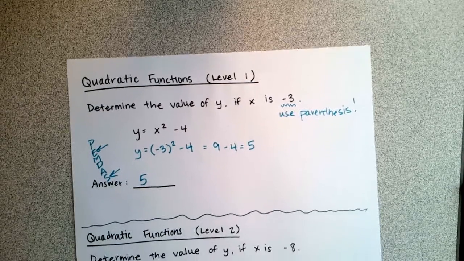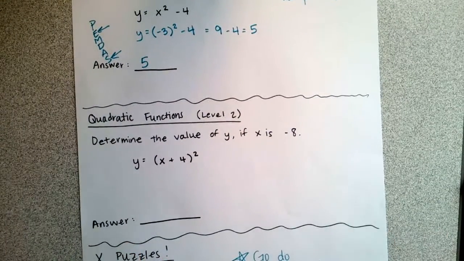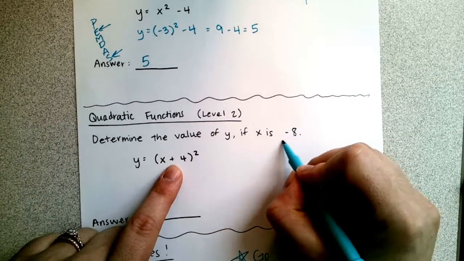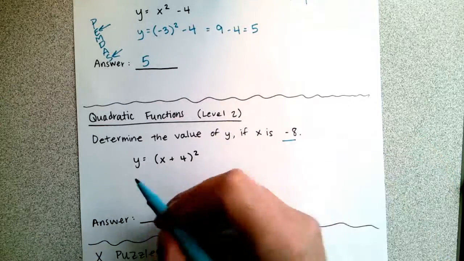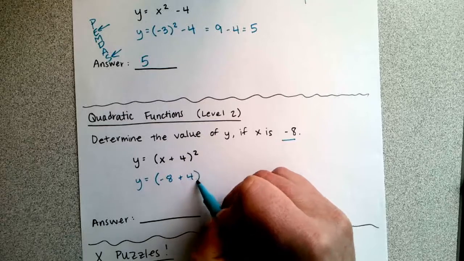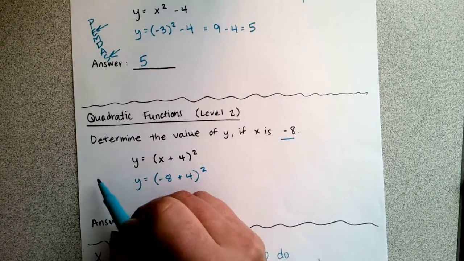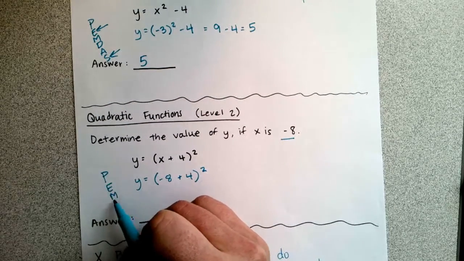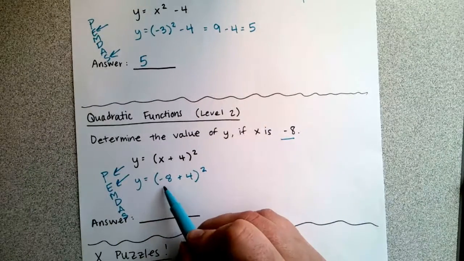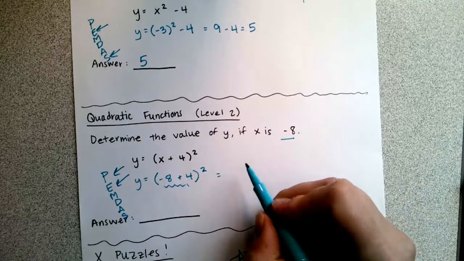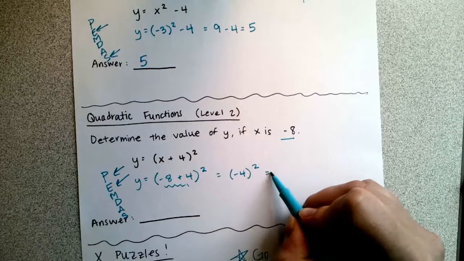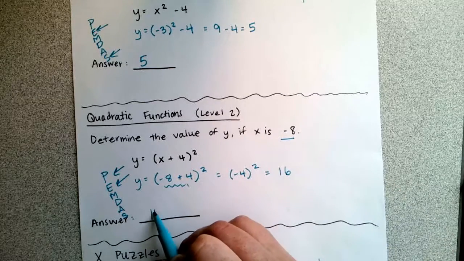There's also a level 2 of the same type of problem. It's the same idea, just you have to remember a different part of the order of operations. So we're plugging in -8 for x. So y equals -8 plus 4 squared. When we look at order of operations, parentheses comes before exponents. So first we have to simplify inside the parentheses. So that's -4. And then we square it, so we get 16. So our answer is 16.